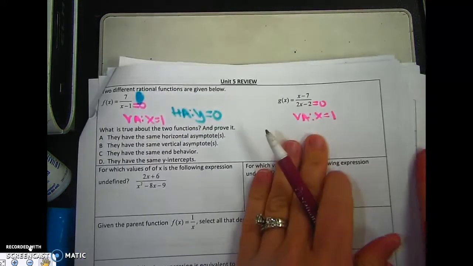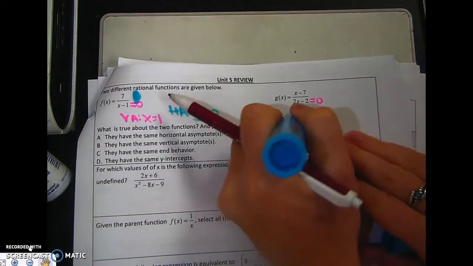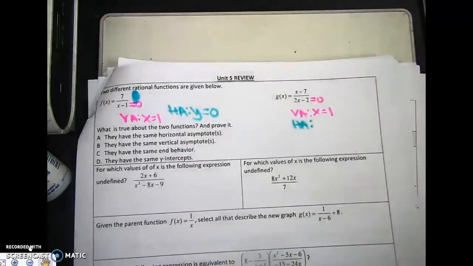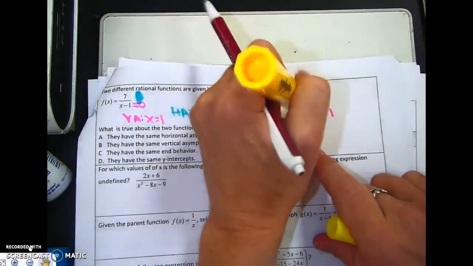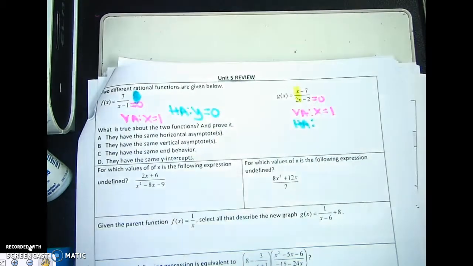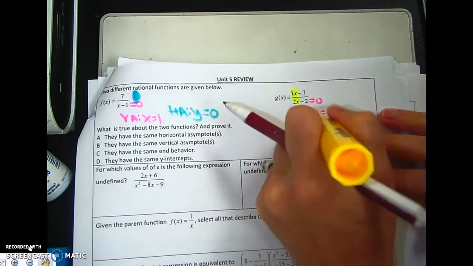But in this case, to get the horizontal asymptote, you need to do something different. Because there's an x on top and an x on bottom, you compare the degrees. Since the degrees are exactly the same, you take the leading coefficient with an imaginary 1, and that means it's going to be y equals 1/2.